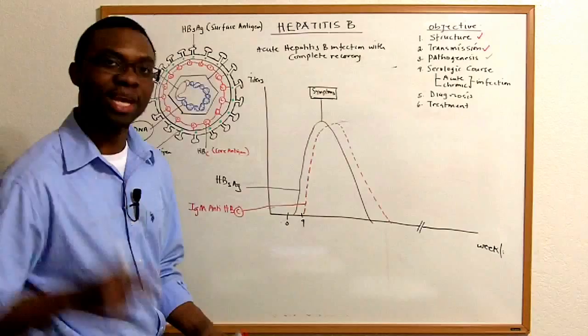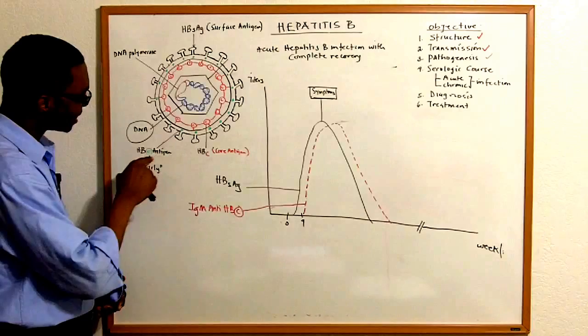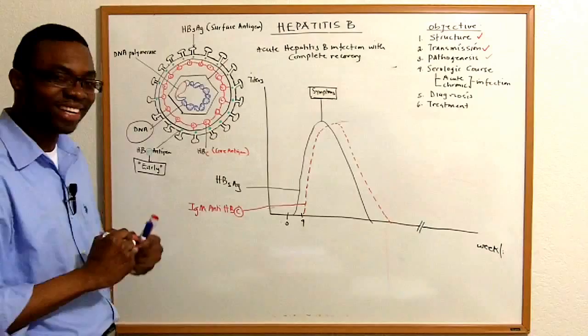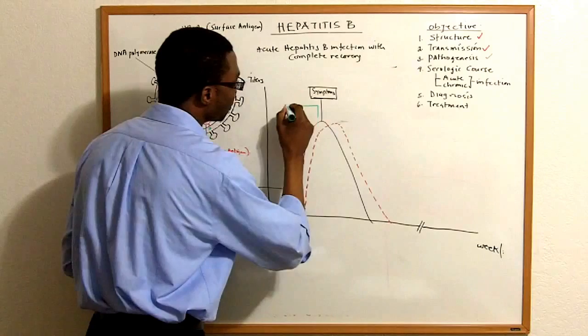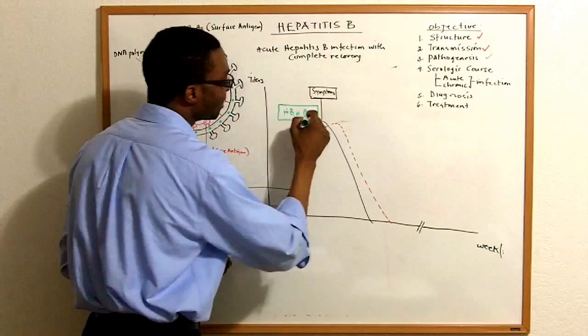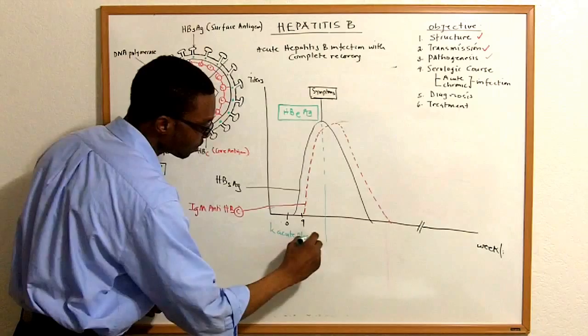If I catch you at that time and draw your blood, I'll find your hepatitis B surface antigen is going to be very, very high. But wait a minute. What about the E antigen? Why do we call it early? It's early for a reason, because during an early stage of the infection, we can also detect this inside the bloodstream. So we can draw a little graph here and say the hepatitis B E antigen is going to be present during the acute phase of the infection.